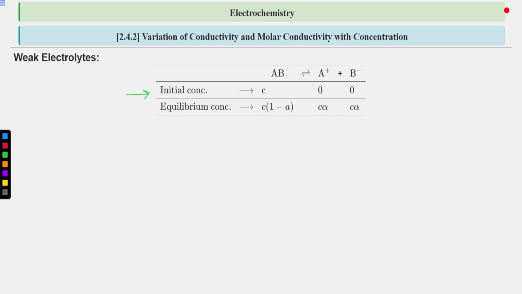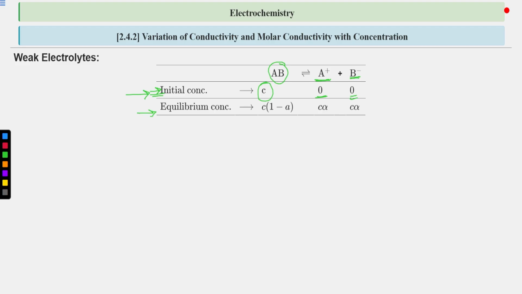So let's suppose you have a reaction for the electrolyte which is dissociating into A positive and B negative. Okay. The initial concentration, if you consider for each of the species, so electrolyte is C moles. We have taken C moles of electrolyte, so initial concentration is C. A positive is 0 and B negative is 0 because it hasn't been dissociating yet.